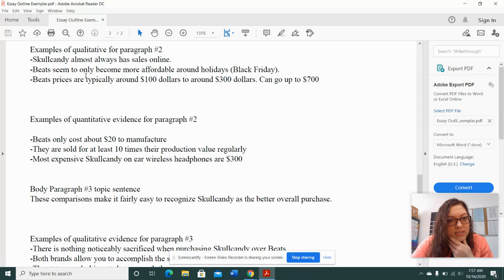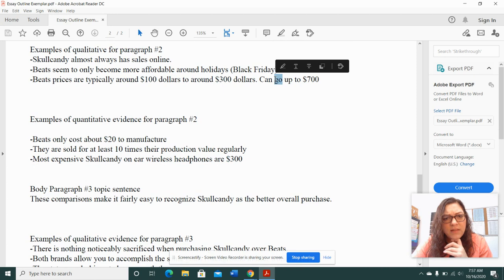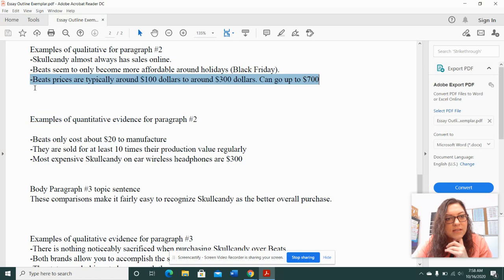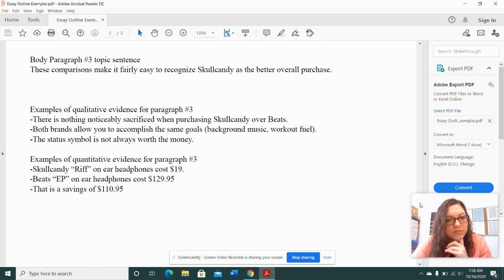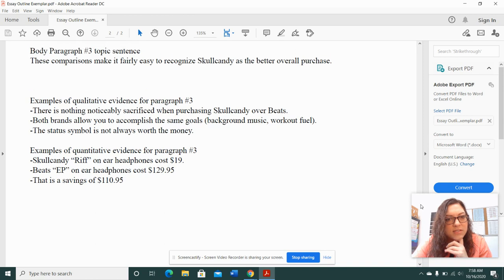Now, I will see in here that this is qualitative: Beats seem to only be affordable around holidays. Qualitative. Beats are typically around $100 to around $300 and can go up to $700. On here, this has specific numbers, so that would actually be quantitative. So just know that if I were editing this, I would move this down here because it has specific numbers. But other than that, this is a really good example. So as you're looking through, that's what qualitative versus quantitative means.